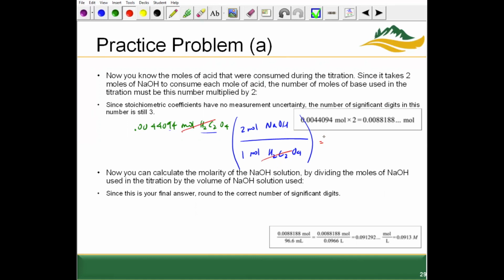Then we can just get moles of our base. So taking this value here times 2 comes out to 0.0088188 moles, importantly now, of sodium hydroxide. We're getting closer to solving for this now because we have 0.0088188 moles of NaOH, and divided into what volume?